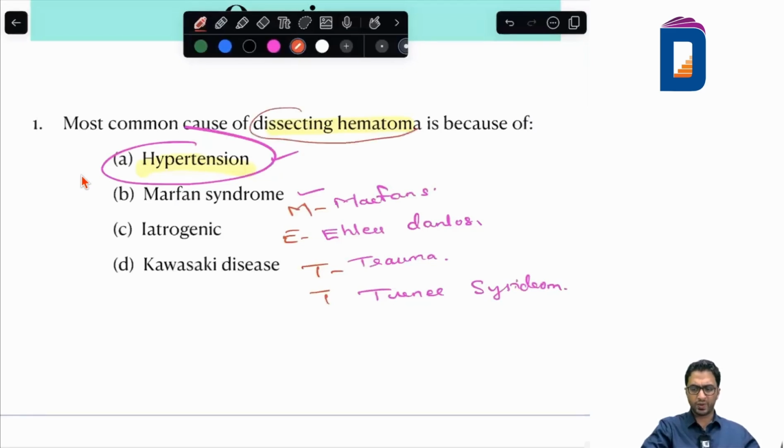Why is the dissection happening in hypertension? Understandably, the blood is flowing at a very high pressure. BP is very high, so it can dissect slowly. We saw why it is happening in Marfan's: medial degeneration. In Ehlers-Danlos, it is a collagen problem. Trauma can naturally cause it. Turner syndrome is again related to genetic defects.